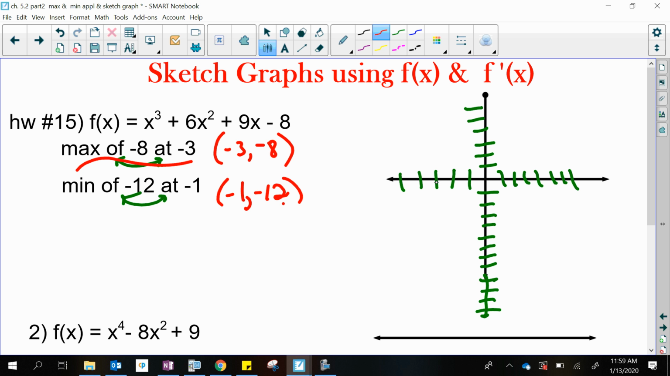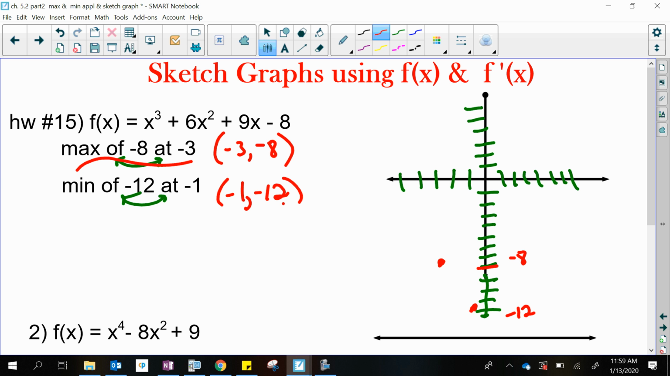So at x equals -3, we go down 1, 2, 3, 4, 5, 6, 7, 8. So we've got a point here. So that's -8. And then 9, 10, and this is -12. And we also have a point at -1 of -12.